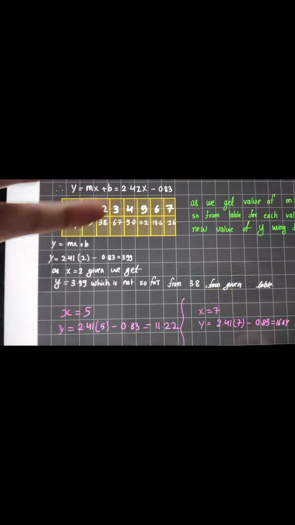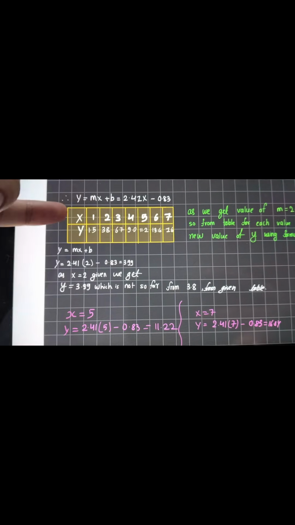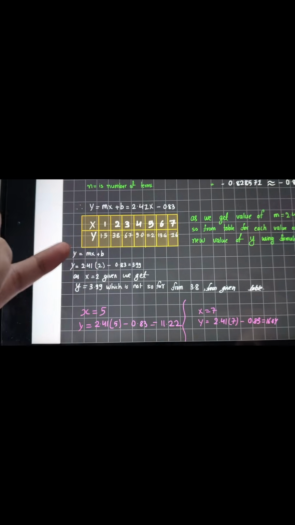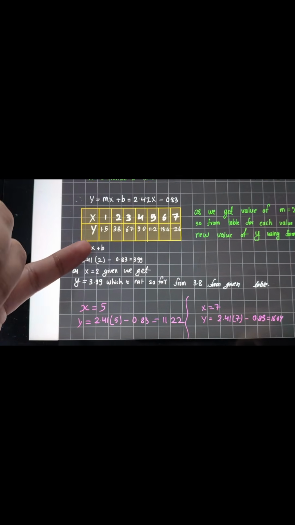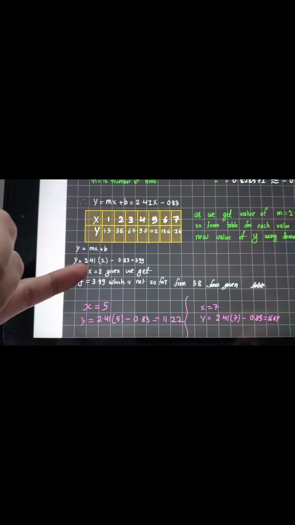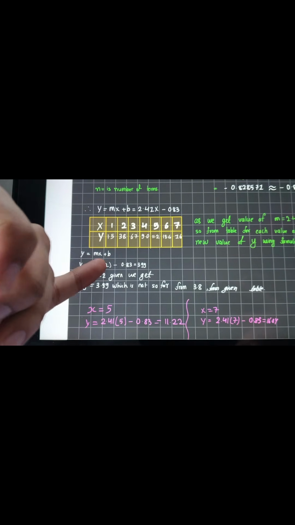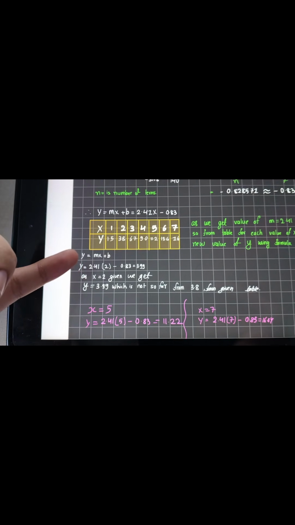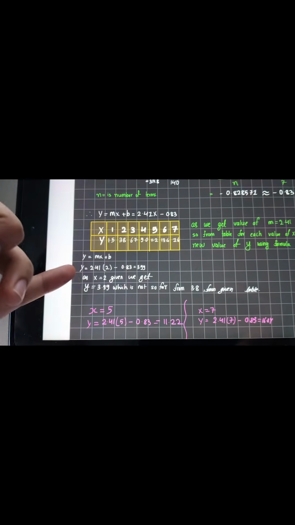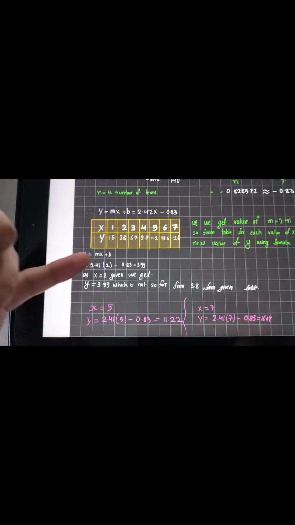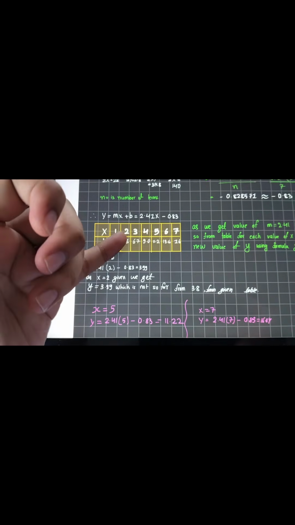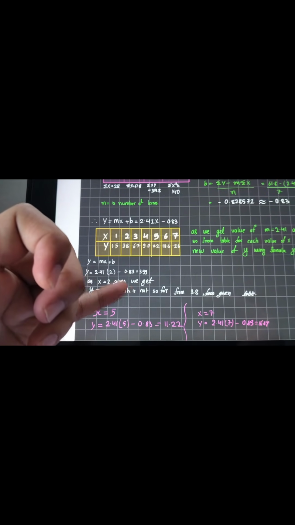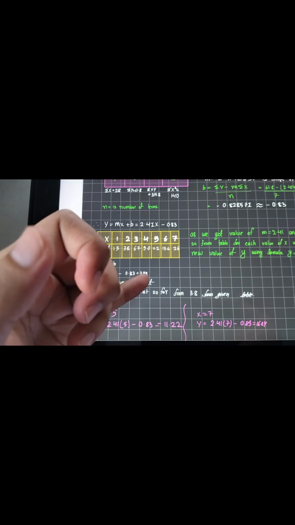So this is the initial table given to us. Now for each value of x we have to calculate a new value of y using the formula y equals mx plus b. Now we get a new value of m and a new value of the constant term b or c, whatever you write in your equation. Now for each value of x there will be a new value of y, like for 2, m into 2, b is minus 0.83, so minus 0.83, that will be 3.99.